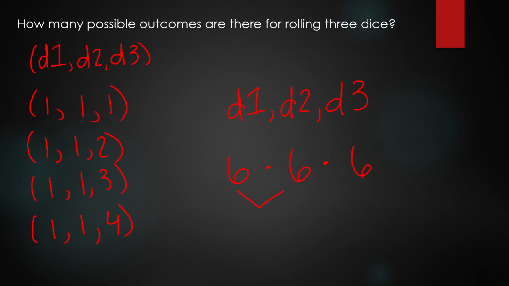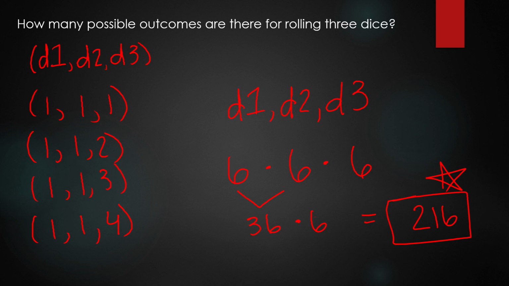So 6 times 6 is going to give me 36. I'm going to multiply that by 6. When I multiply these two together, I will get 216, which means that I have 216 different outcomes when I am rolling 3 dice.